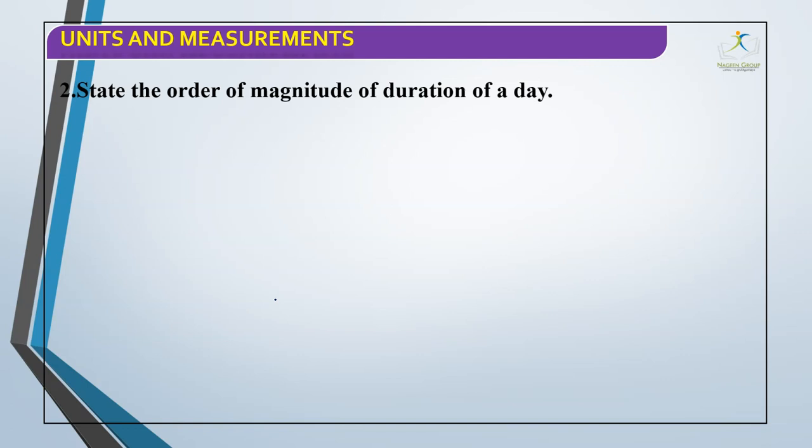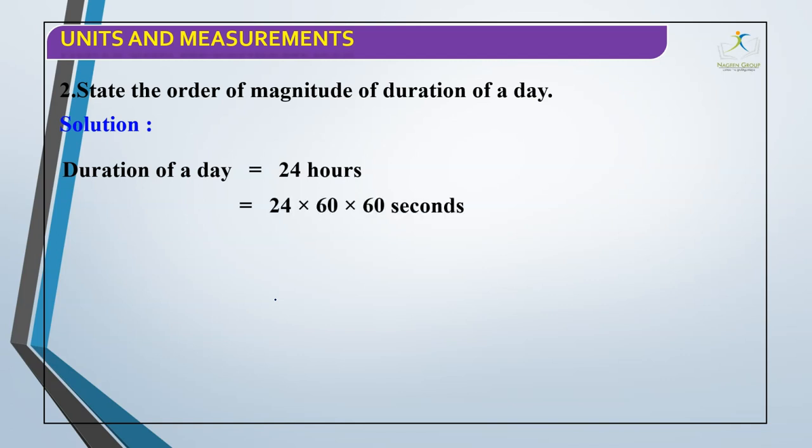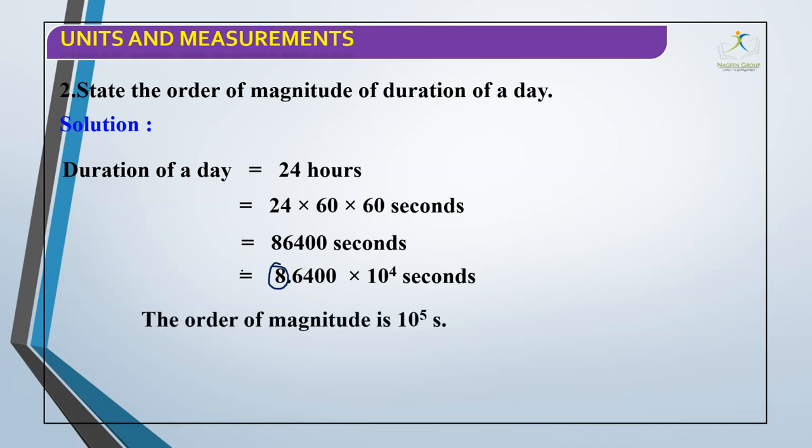State the order of magnitude of the duration of the day. The duration of the day, we know, is 24 hours. 24 into 60 into 60 seconds we have. Or we can say 86,400 seconds. In a number, we can represent it as 8.6400 times 10 to the power 4 seconds. As we saw here, 8 is more than 5. So the order of magnitude will be 10 to the power 5 seconds. I hope now it's quite easy for you students to solve order of magnitude.